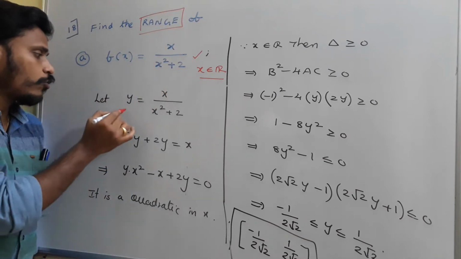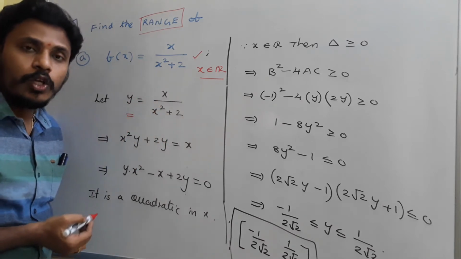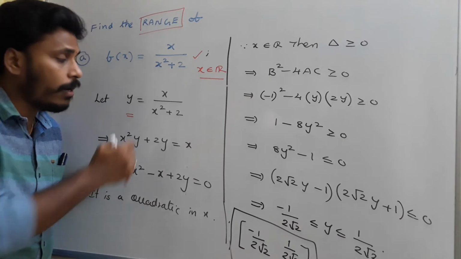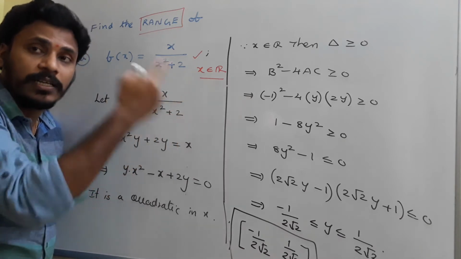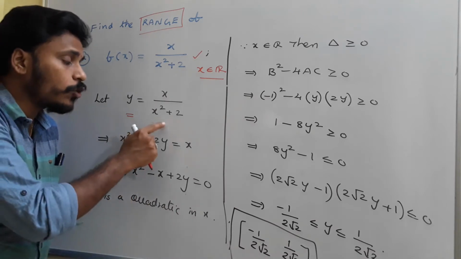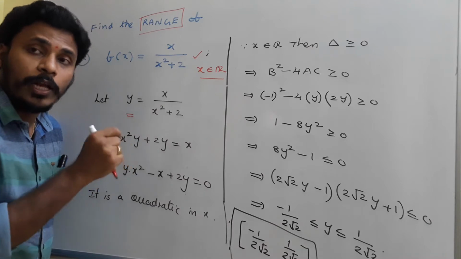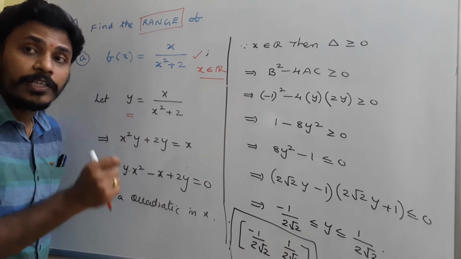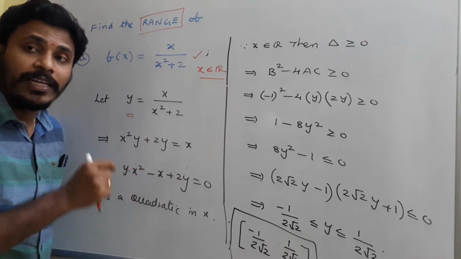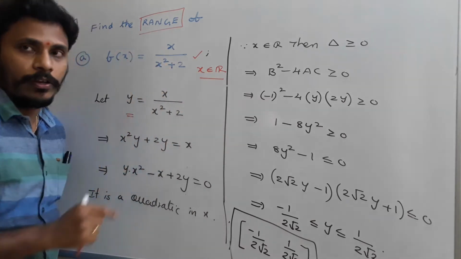To find it, you just take y is equals to x by x square plus 2. So finding the range is simply nothing but finding the possible values for x by x square plus 2, and you just let that as y. So now our task is to find the possible values for y, based on x. Here x is all real.